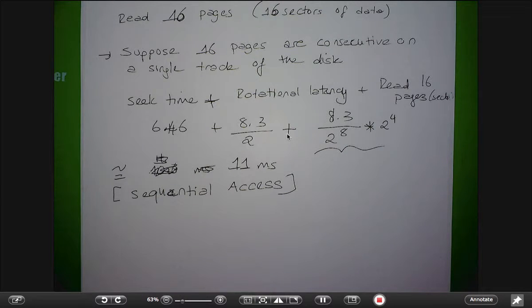If it was not really sequential on the same track, but they were all on the same cylinder, then this would still not be so bad, because in one spin I can read everything. In the worst case, it's 8 milliseconds. Okay, what is the worst possible case? What's the worst case of this?